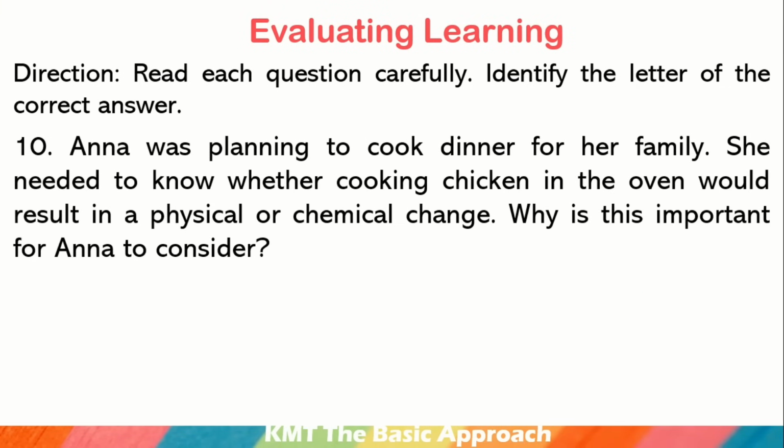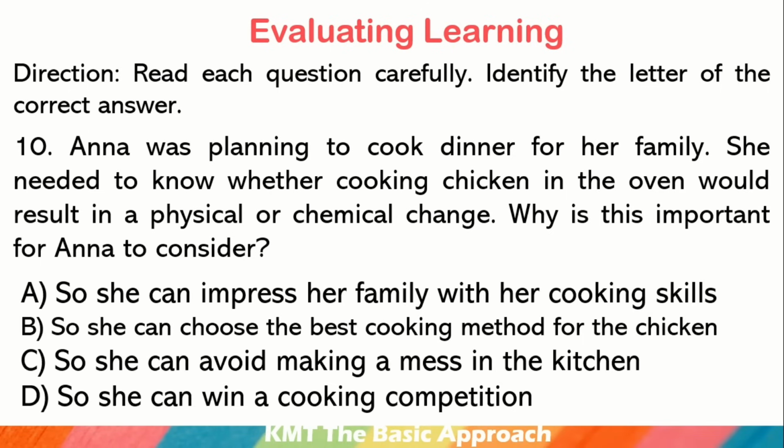Number 10. Anna was planning to cook dinner for her family. She needed to know whether cooking chicken in the oven would result in a physical or chemical change. Why is this important for Anna to consider? A. So she can impress her family with her cooking skills. B. So she can choose the best cooking method for the chicken. C. So she can avoid making a mess in the kitchen. D. So she can win a cooking competition. What is the correct answer?